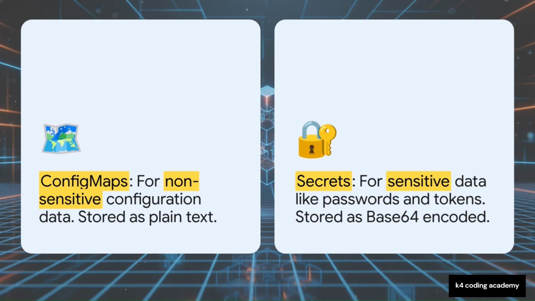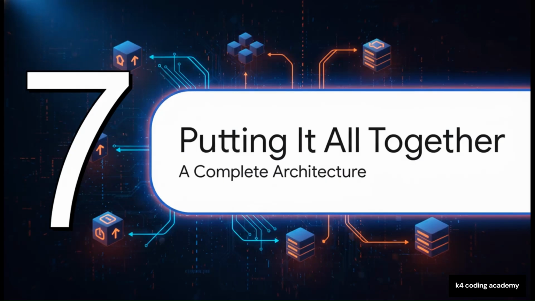But, and this is super important, for anything sensitive, passwords, API tokens, you name it, you absolutely have to use a Secret. Secrets are stored in a more secure way within the cluster, making them the only right choice for anything confidential. Phew, okay, we have covered a ton of ground here. Pods, nodes, services, deployments, all of it.